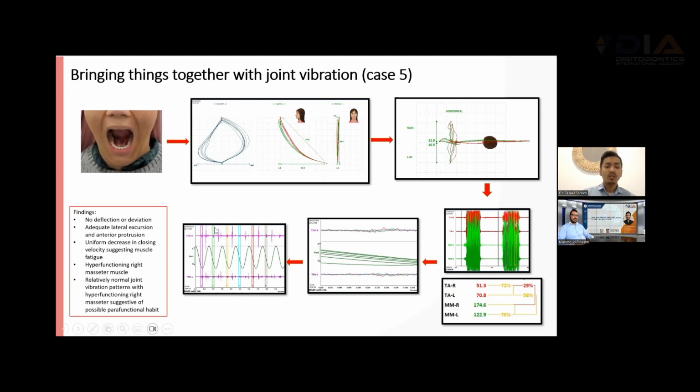Now, the contraction decreases, which is why the speed decreases, which is why you'll see a uniform deceleration. The point I'm trying to make is that the uniform decrease in closing velocity suggests muscle fatigue, while a relatively normal joint vibration with hyperfunctioning masseters suggests possible parafunctional habits.